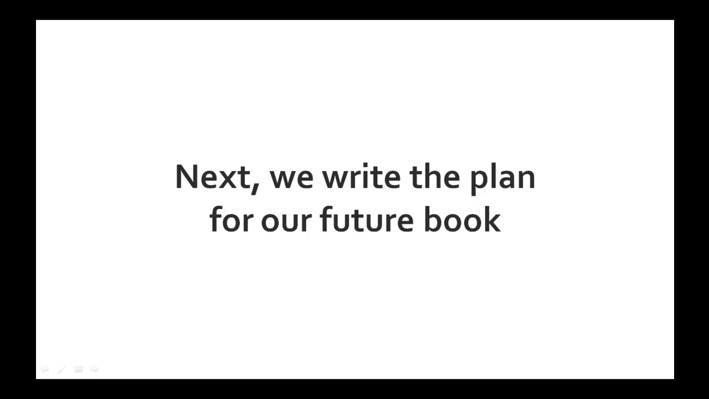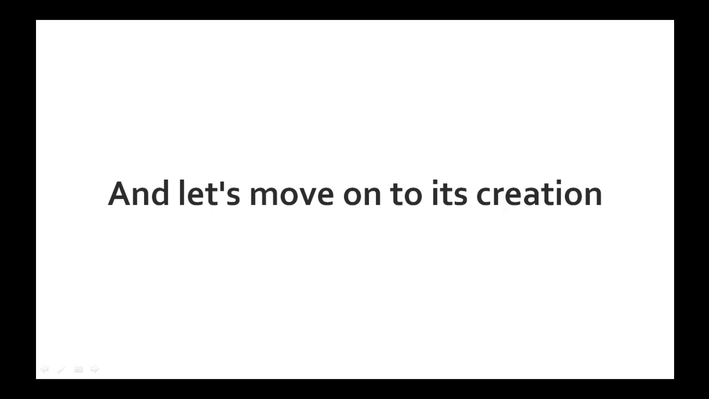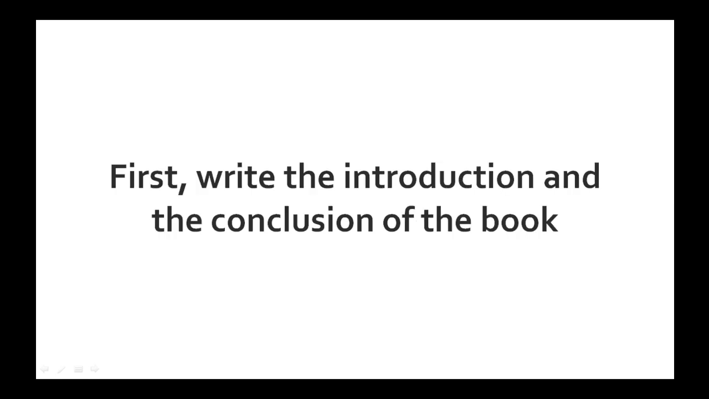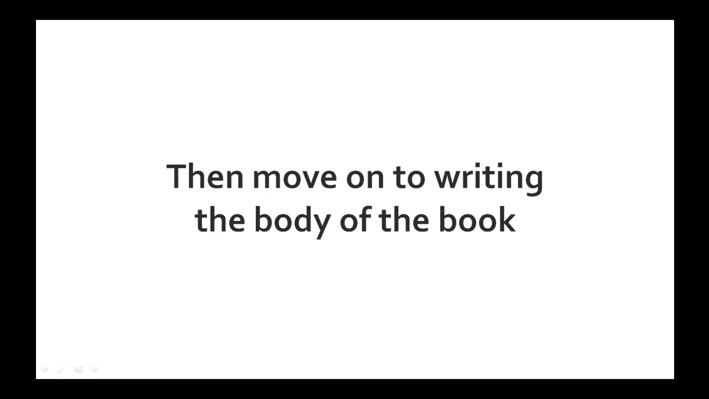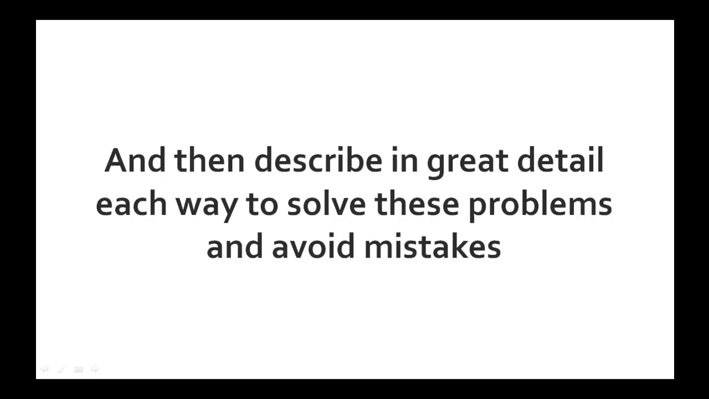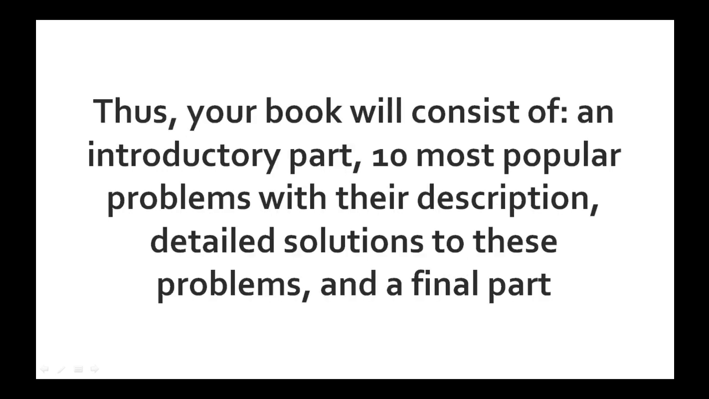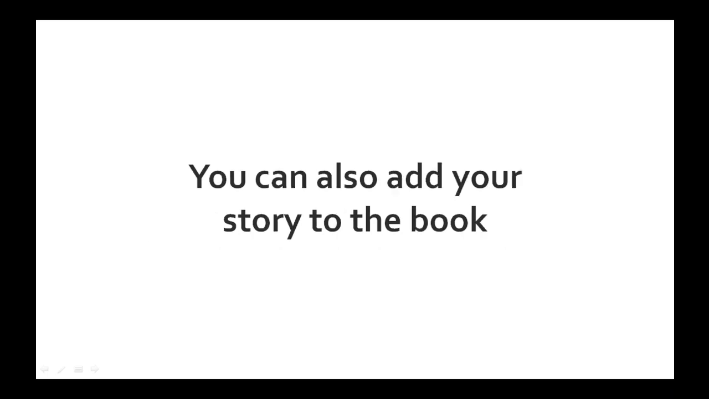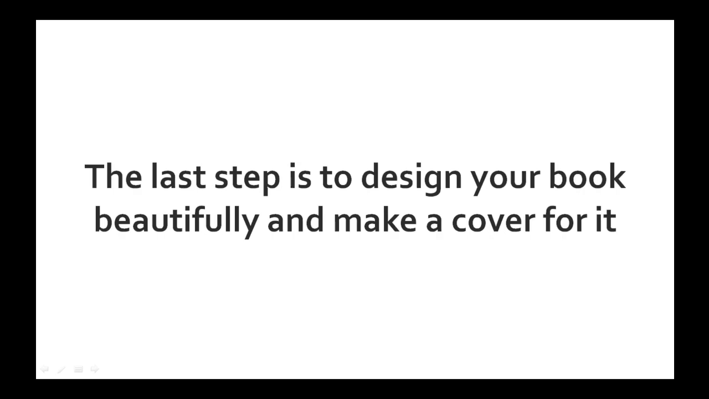Next, we write the plan of our future book, and let's move on to its creation. First, write the introduction and the conclusion of the book, then move on to writing the body of the book. First, briefly describe each problem and error of your target audience, and then describe in great detail each way to solve these problems and avoid mistakes. Thus, your book will consist of an introductory part, 10 most popular problems with their description, detailed solutions to these problems, and a final part. You can also add your story to the book. The last step is to design your book beautifully and make a cover for it.